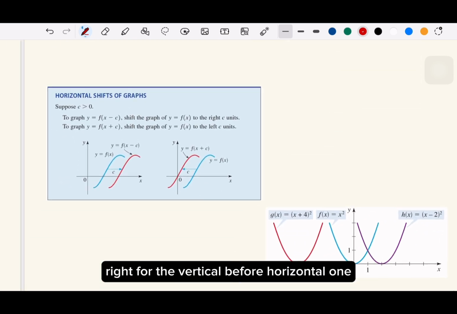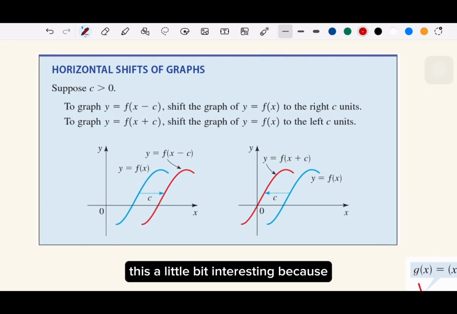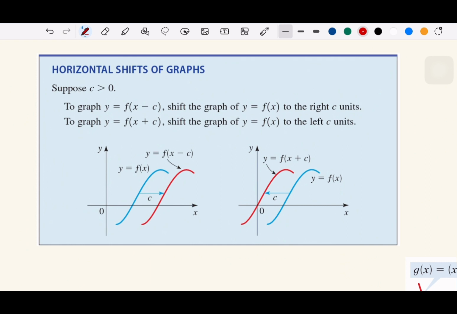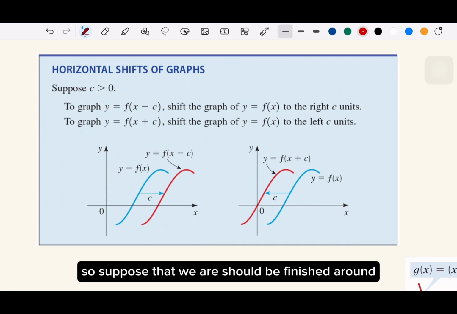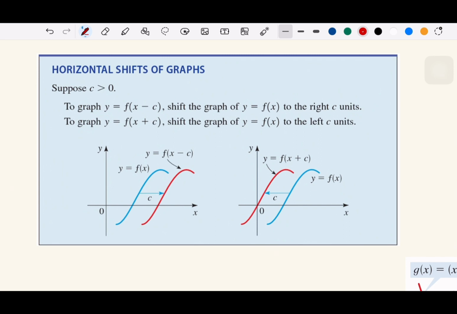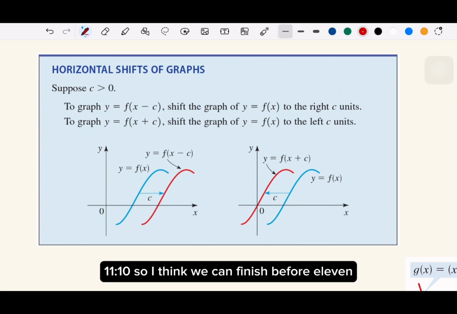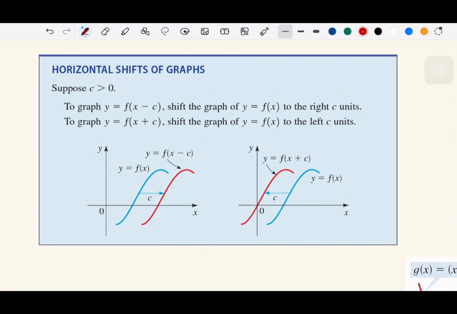But for the horizontal one, this is a little bit interesting, because remember that if you want to maybe take a break, do you want to take a break or move forward? Early, finish early. Suppose that we should be finished around 11:10, right? So I think we can finish before 11.